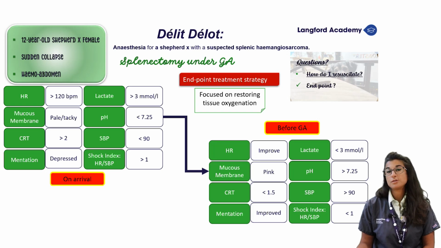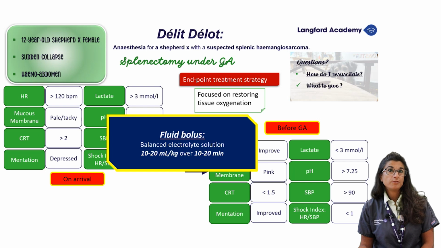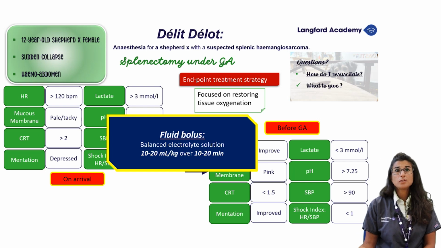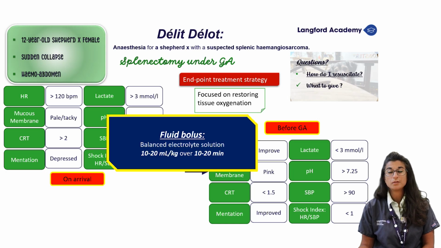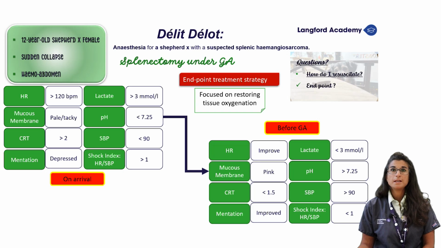And the systolic blood pressure should be increased. So how do you do this? Well, you give fluid boluses. Typically using a balanced electrolyte solution such as Hartmann's is a good start. You can start with 10 to 20 mL per kilo over 10 to 20 minutes and then continue as needed until there is no response. But what you want to aim for is a heart rate of less than 120 to start with.